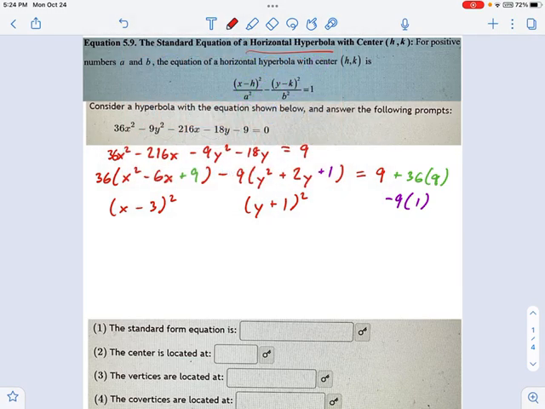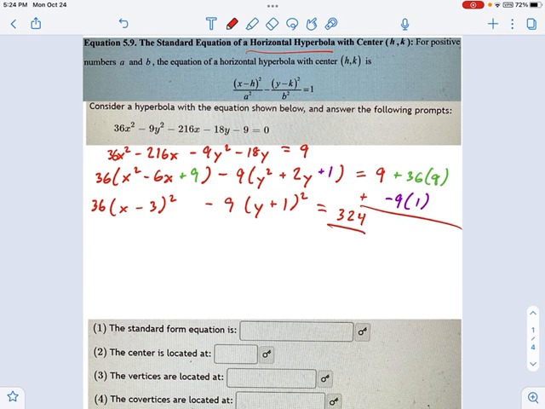Now, don't forget the rest of everything. We've got this 36 GCF there. We've got a minus 9 over here. And now this is a balanced equation. We've completed the square. Except, what does all this stuff over here equal? We have to do 9 minus 9 times 1 plus 36 times 9. Well, 36 times 9 equals, not something I have memorized, 324 when we add all those things together on the right side.